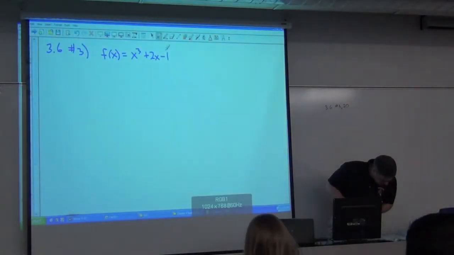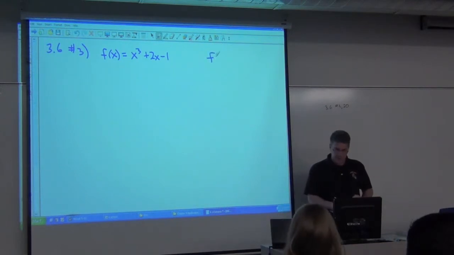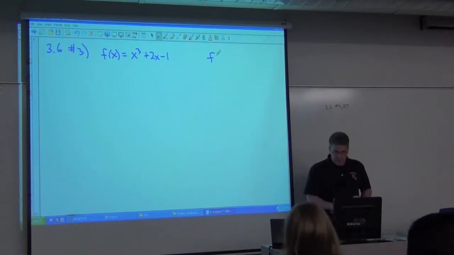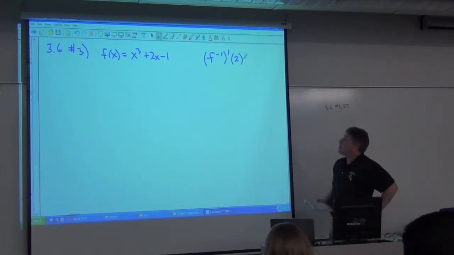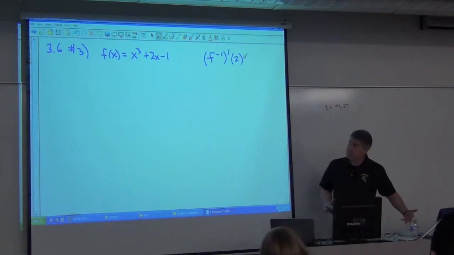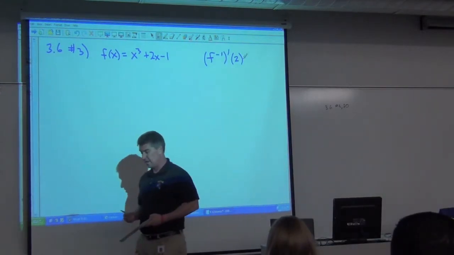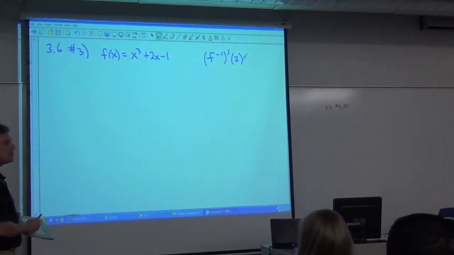Find the inverse, is the derivative of the inverse at 2. So we want to find the derivative of the inverse at 2. Right? So that's what we want to do. So if we follow that formula, it was something like 1 over f prime of the inverse of f, I think?